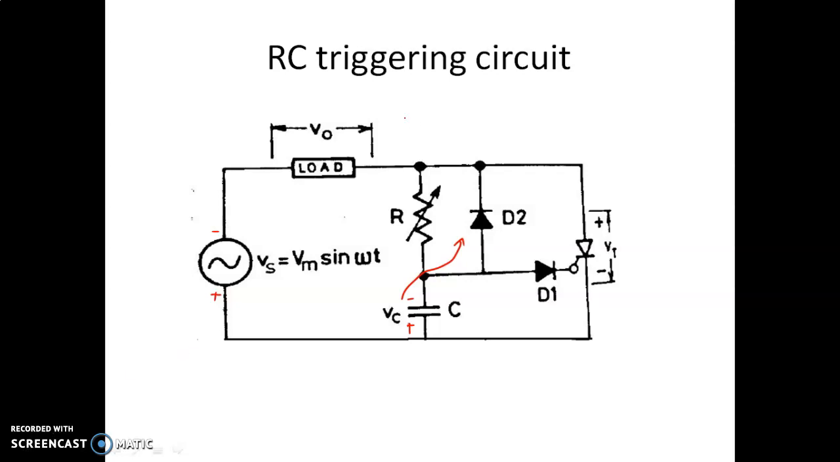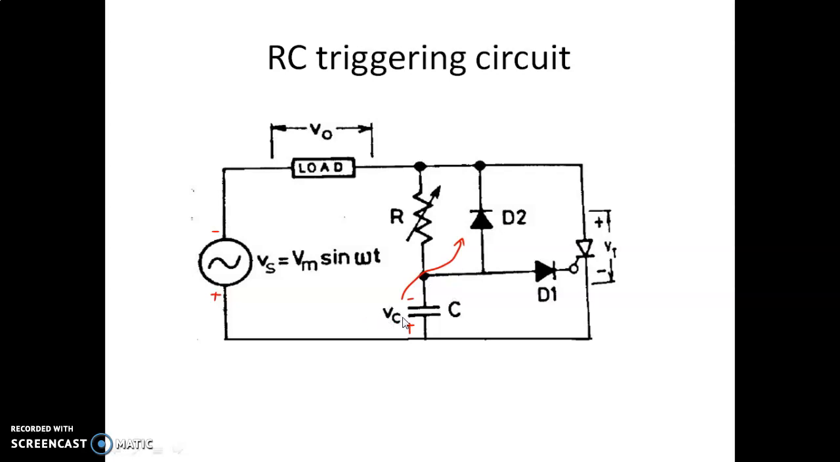Good morning all. The topic today we are going to discuss is RC triggering circuit. In case of R triggering circuit, the firing angle can be varied between 0 to 90 degree only. Here, in case of RC triggering circuit, the firing angle can be varied from 0 to 180 degree. That is the advantage of RC circuit over R triggering circuit. As you can see, there is a resistor and a capacitor in series which is kept across the thyristor. There are two diodes D1 and D2 as shown in figure.